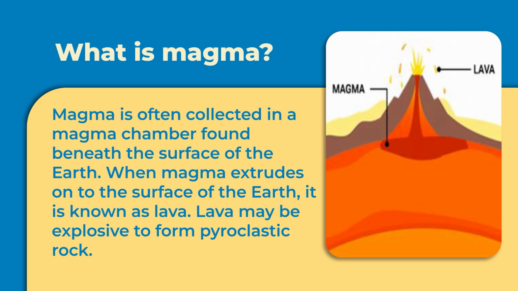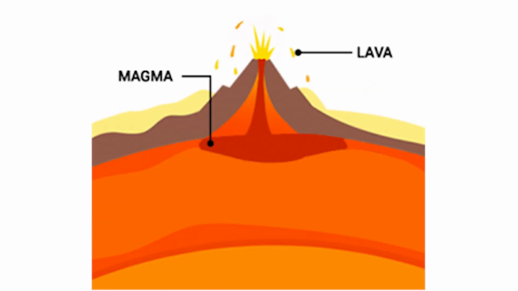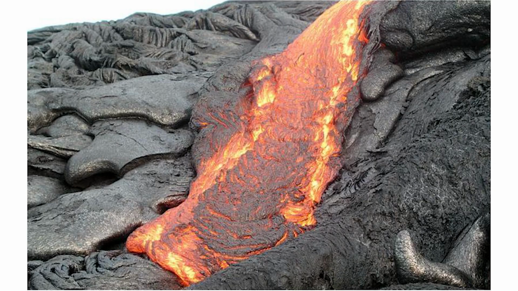When it extrudes on the surface of the earth, it is known as lava. Lava may be explosive to form pyroclastic rocks. Now here on your screens you can see the difference between magma and lava. You see, beneath the surface of the earth there is a pool, and magma is pooled beneath the surface of the earth, whereas you see lava, it is coming and flowing on the surface of the earth, and this is known as lava.